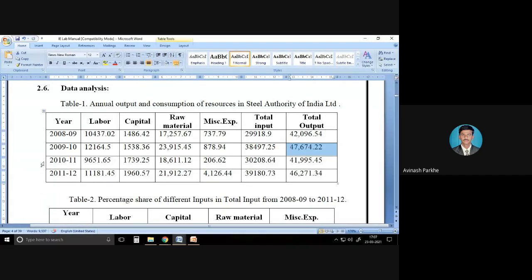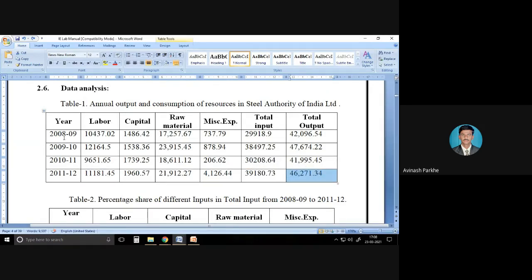Similarly, for the next year, 2010 to 11, again these four input parameters are there. Their addition is also represented here, that is total input. And for this year, total output is there. Then for the next year, 2011 to 12, again these are the four input parameters. Their addition I have made here, that is total input. And then at the last column, there is the total output.